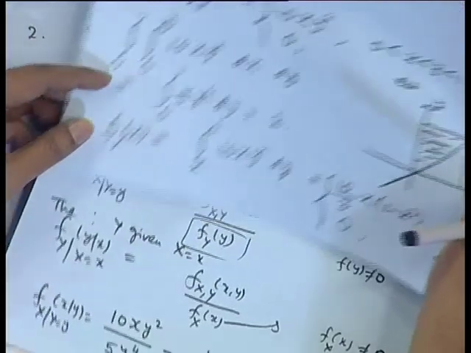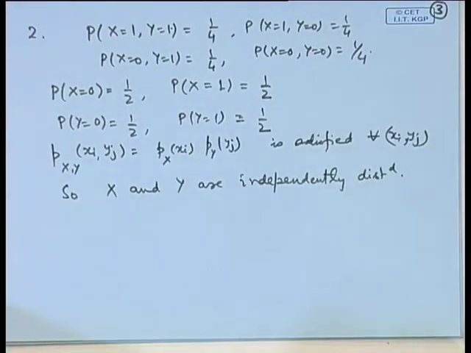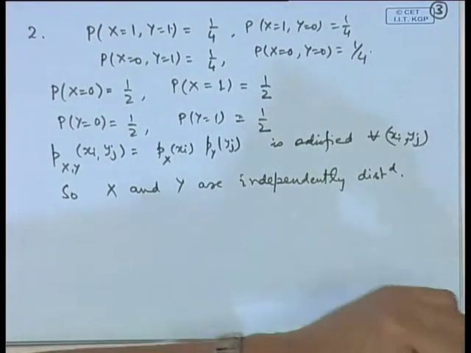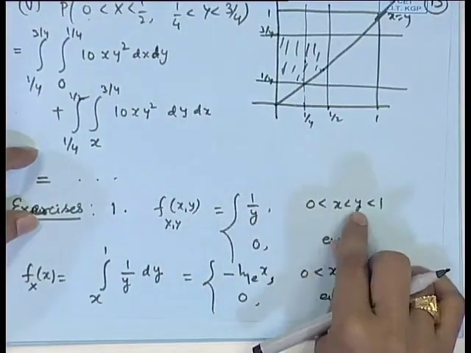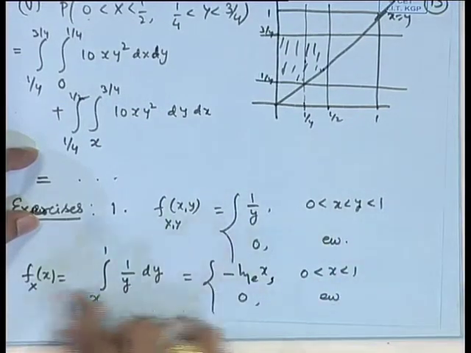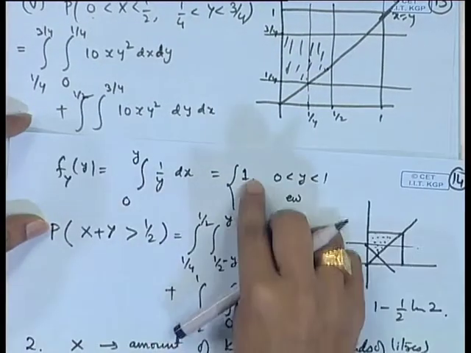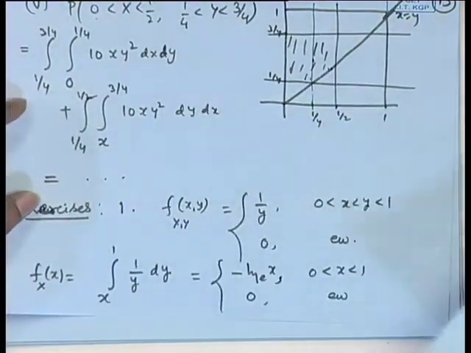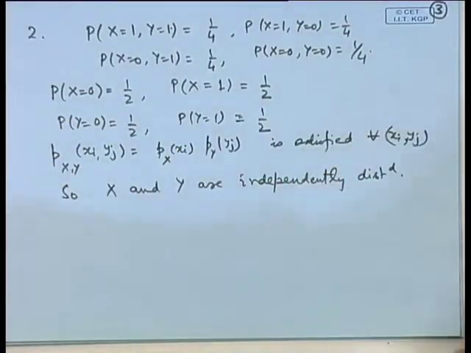If we consider another problem, say f(x,y) equal to 1 by y for satisfying the similar condition that 0 less than x less than y less than 1, then the marginal distribution of X is minus log of x and the marginal distribution of Y is uniform. So, once again you can see that the product of these two does not give 1 by y. So, the distributions are not independent.